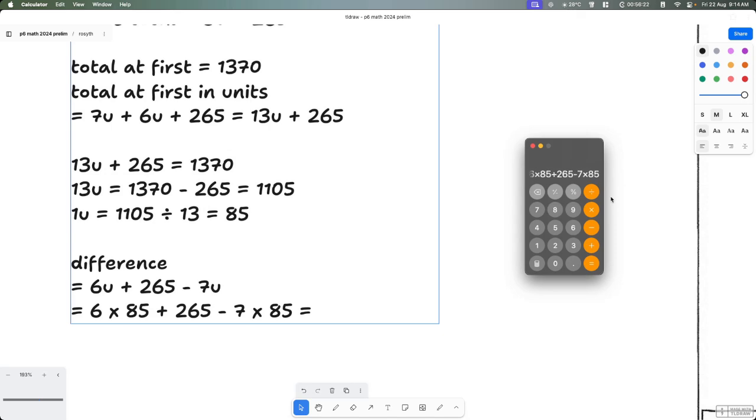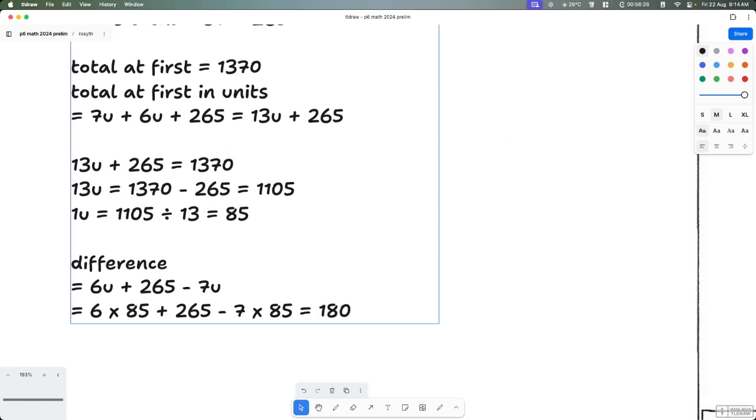So 6 times 85 plus 265 minus 7 times 85, and this will give you 180. There you go, that's the answer. Let's move on to the next question.